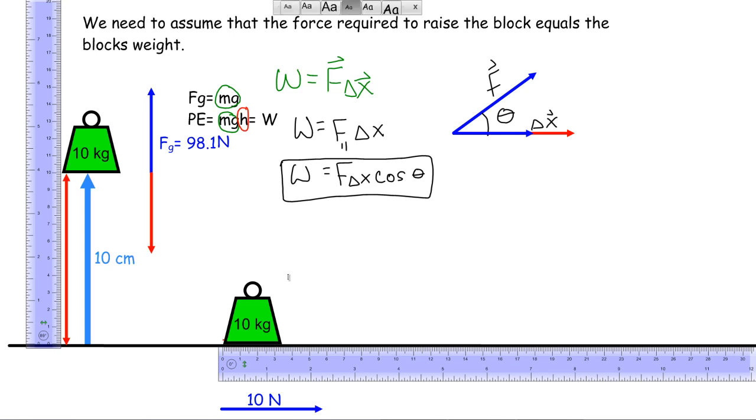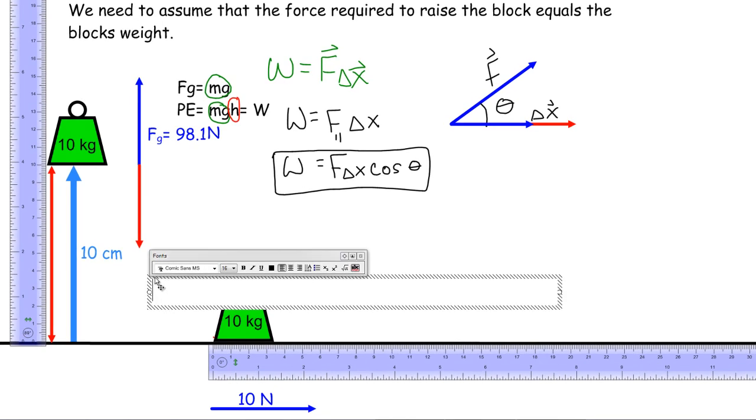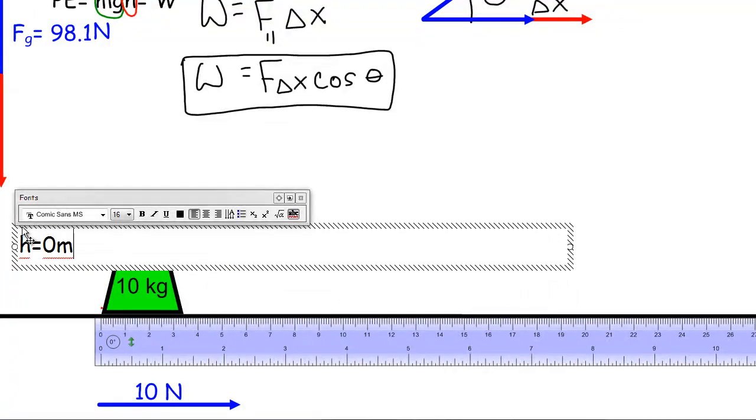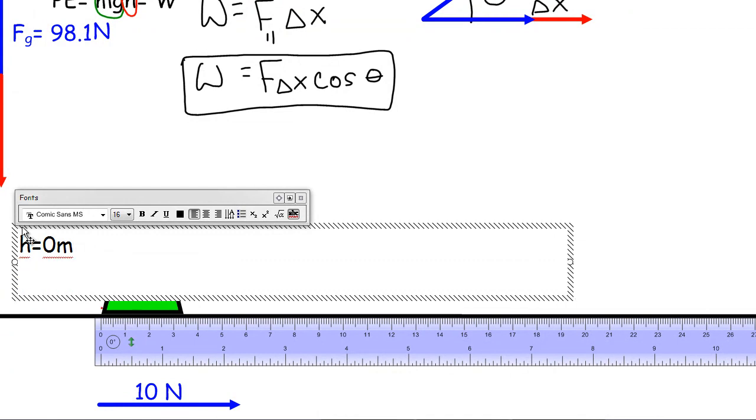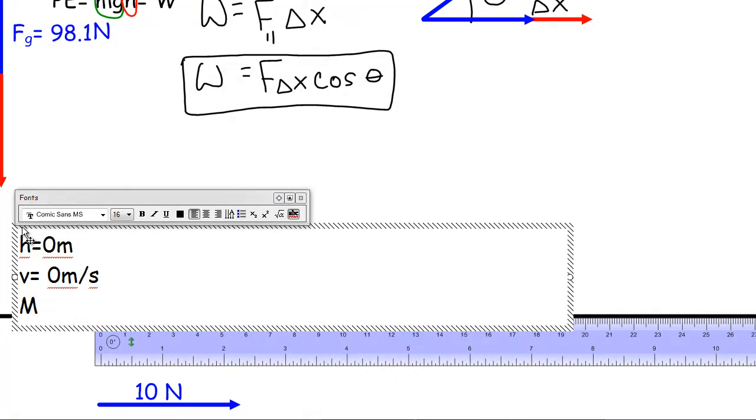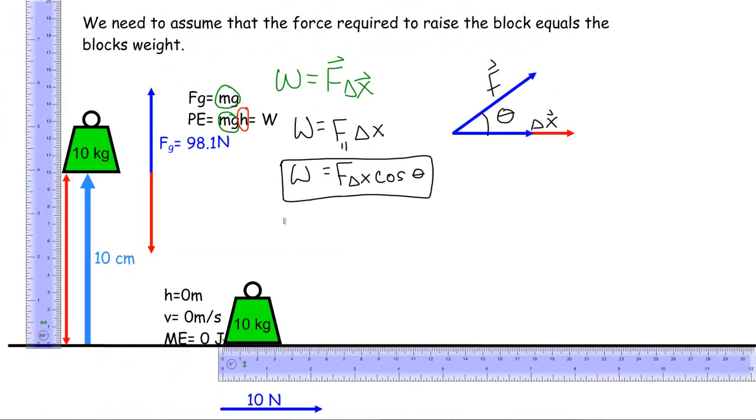So if I were to look at its initial energies, it has a height equal to 0 meters, which means it has 0 potential energy. It has a velocity equal to 0 meters per second, which means that it has no kinetic energy, which means that its mechanical energy equals 0 joules. All right, not a big surprise there.